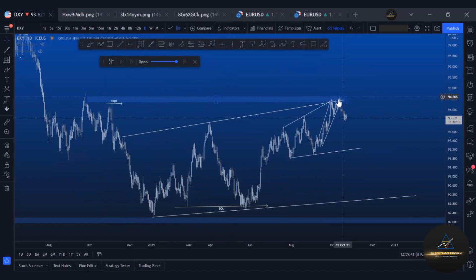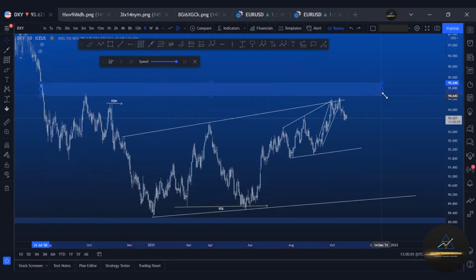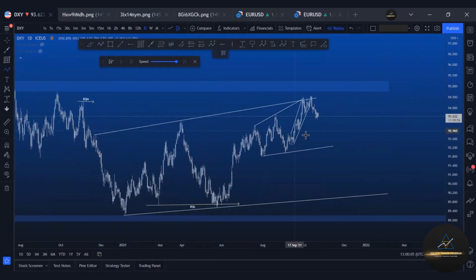Which means now that this liquidity pool has been filled, let's look for the liquidity pool just above, which will be based off this structure here. As you can see, there's a little trend line there, and we start from here towards this area. So let's tidy that up. This is our liquidity pool in the event that price doesn't even come down here or down there.